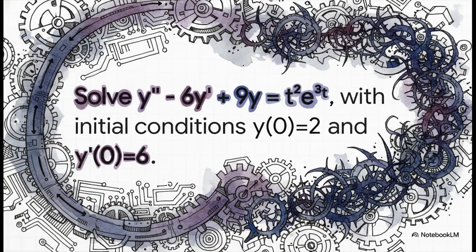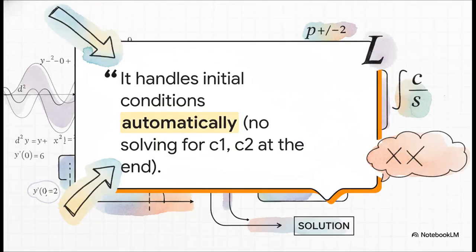Okay, let's ramp up the difficulty a bit. Here's a second-order equation with a much nastier function on the right-hand side. And we've got 2 initial conditions this time. Now, with the old method, this is exactly where things would start to get really, really messy. And this problem just beautifully illustrates the single biggest advantage of the Laplace method.